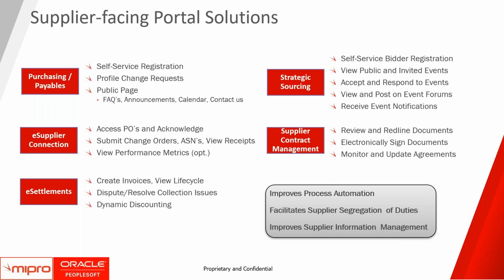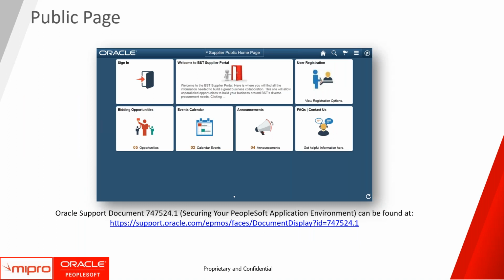Now, just a couple of examples. I mentioned a public page, and this is a page that is available to you that you can open up to external organizations, but they don't have to be a defined supplier. It's simply an opportunity for your organization to share information with the supplier community.